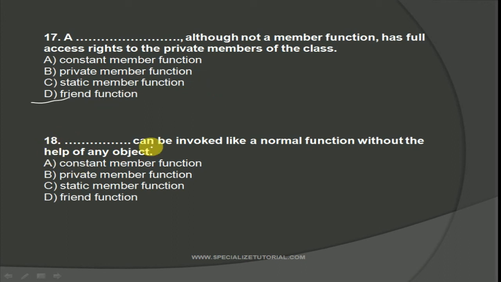Question number 18. What can be invoked like a normal function without the help of any object? The options are constant member function, private member function, static member function, and friend functions. This is also friend functions. A friend function can be invoked like a normal function without the help of any object. Now take the next question.